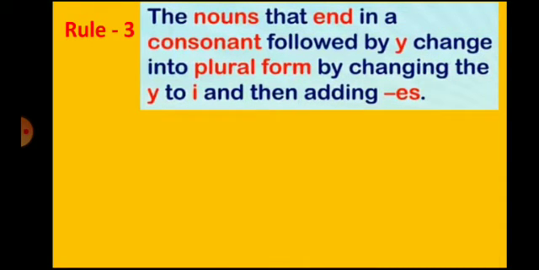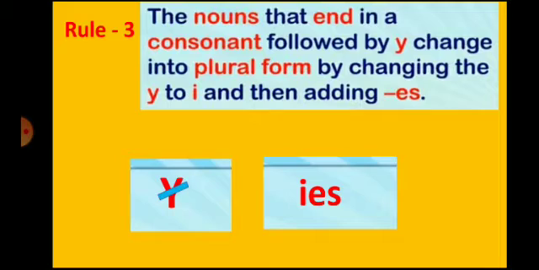Now, we will see rule 3. What is rule 3? The nouns that end in a consonant followed by Y change into plural form by changing the Y to I and then adding ES. We will see. If there is Y at the end of the word and before Y you find a consonant, so what is the rule? We will cut Y and instead of Y we will write IES to make its plural.